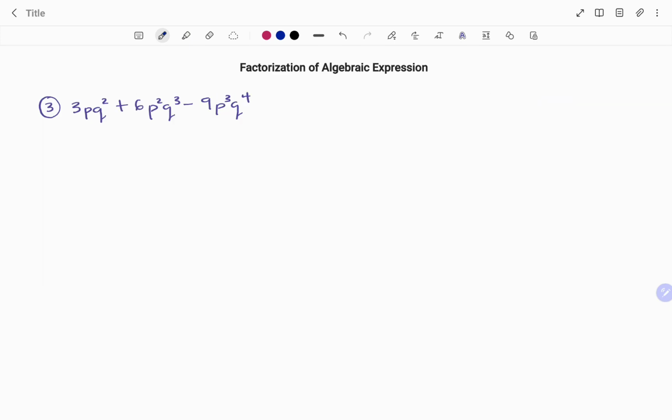In the next example, I have 3p cubed q squared plus 6p squared q cubed minus 9p cubed q to the power 4. Starting with my whole numbers, 3, 6, and 9, my highest common factor for 3, 6, and 9 is 3. For p, I have p, p squared, and p^3 for the 3 terms. The exponent that is lowest is 1. There's an invisible one here. So therefore, I'm going to be taking my p^1. And for my q, I have q squared, q^3, and q^4. q squared is lowest. So that's the highest common factor for this set of terms.